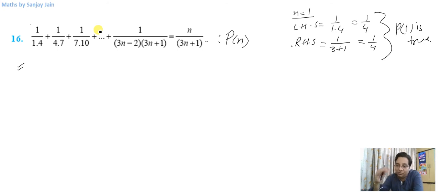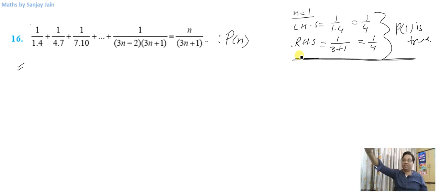Otherwise if I move to the next empty space, you will not be able to see what I did previously. That is why I am doing these arrangements. Otherwise there is no intention that you should learn. You should not learn that you do n plus 1 here only. You can very well do it here. Okay, so p of 1 is true.